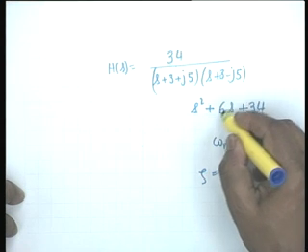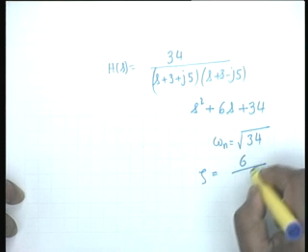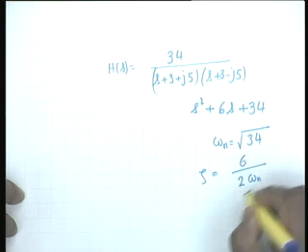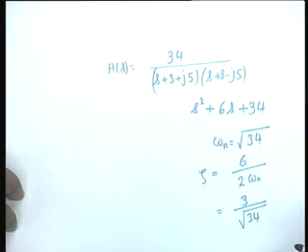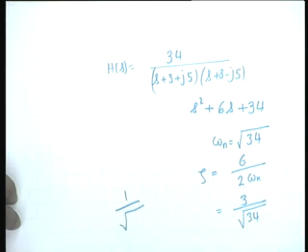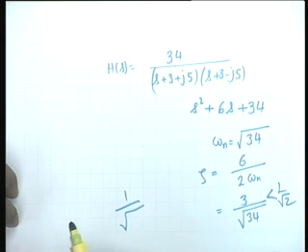Zeta is, this factor must be 2 zeta omega n. So zeta would be equal to 6 divided by 2 omega n. So this is equal to 3 divided by square root of 34. Is it less than 1 by root 2 or greater than 1 by root 2? 3 divided by, less than, because it is approximately 1 by square root of 11. No. Pardon me? It is approximately 1 by square root of whatever, it is less than 1 by root 2. So there shall be peaking.